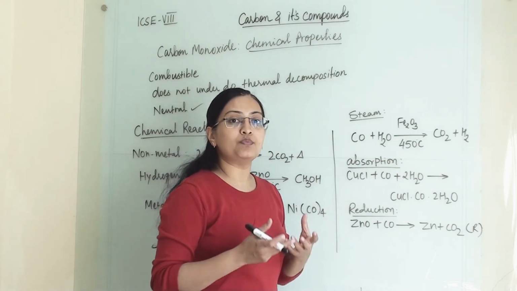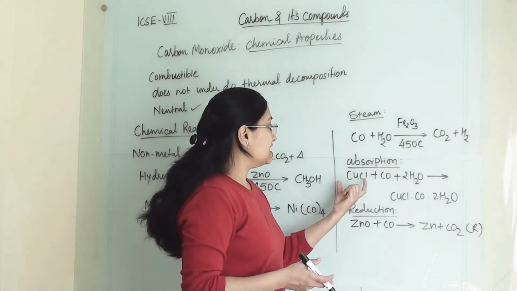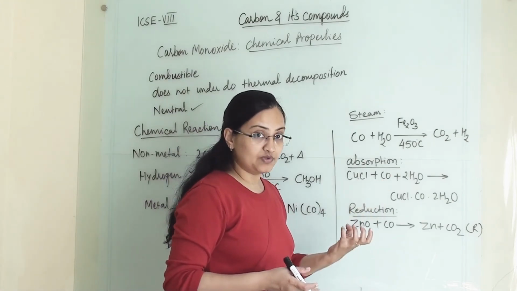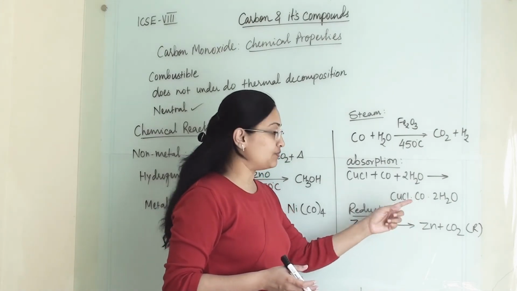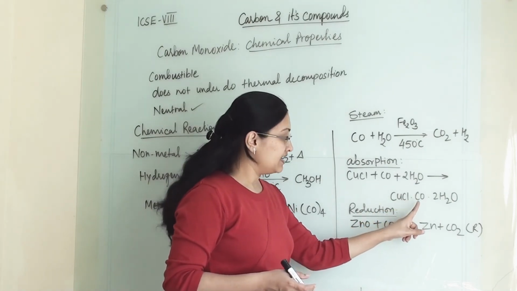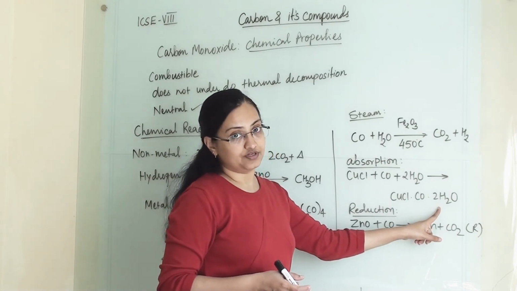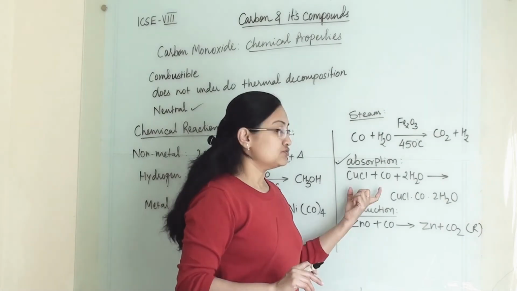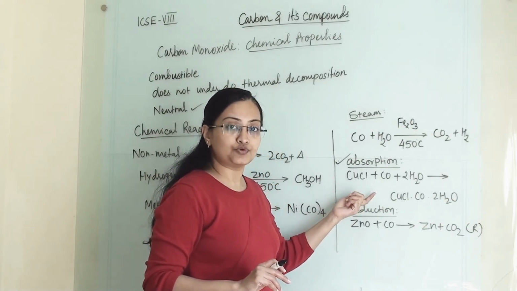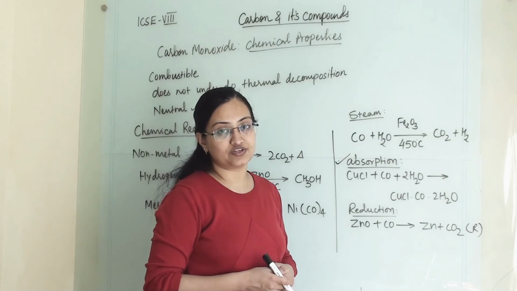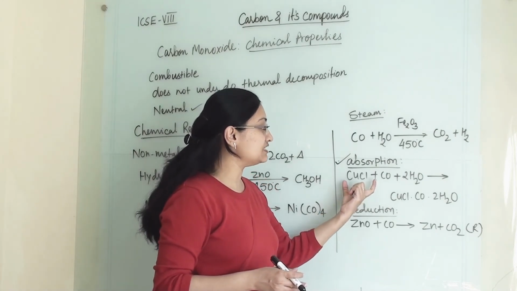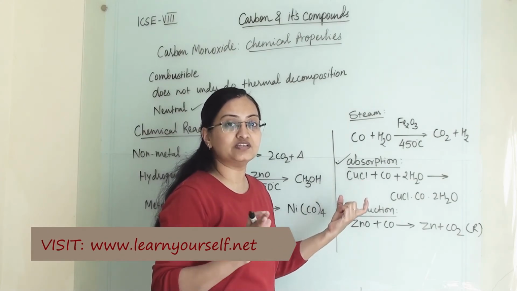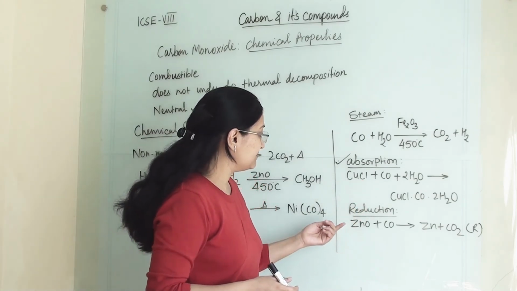We can absorb carbon monoxide gas in ammoniacal cuprous chloride solution and it will get absorbed in that, and as an addition product we will get cuprous chloride, carbon monoxide dihydrate. So this is absorption reaction. This is also important. We have seen this reaction in Bosch process to manufacture hydrogen gas, and in that we are using this solution, ammoniacal cuprous chloride solution, to eliminate the impurity of carbon monoxide gas.